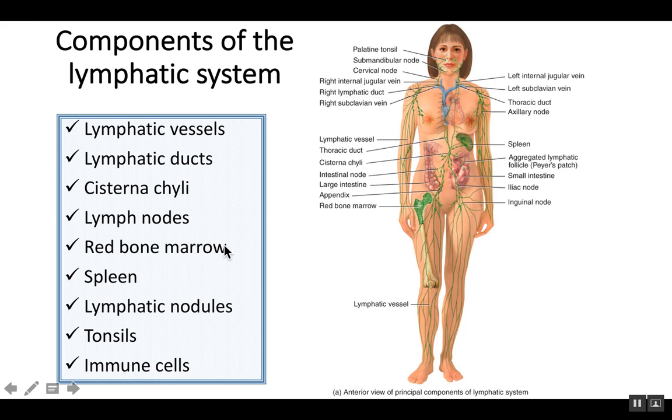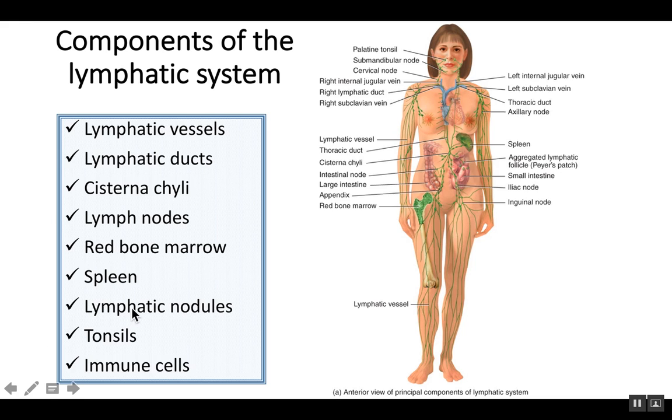Bone marrow is going to be an important tissue. It produces your immune cells. So not just your red blood cells and platelets, but all your different immune cells, your lymphocytes, your macrophages. Those are all produced by your bone marrow.